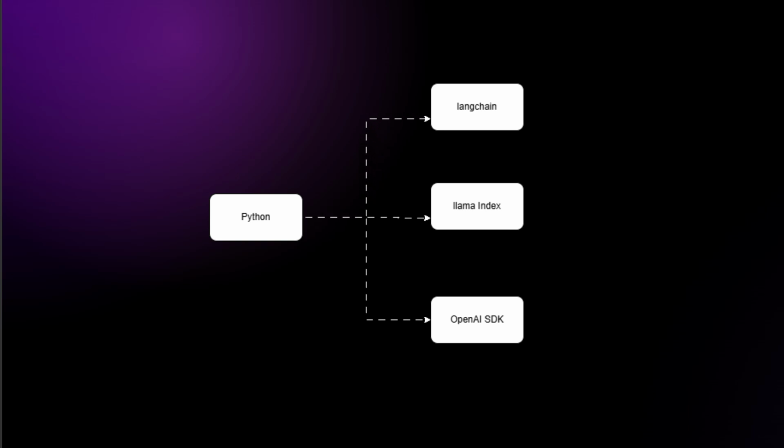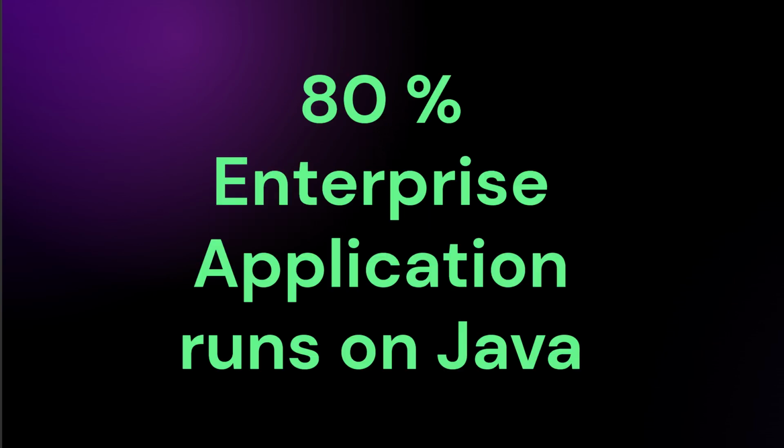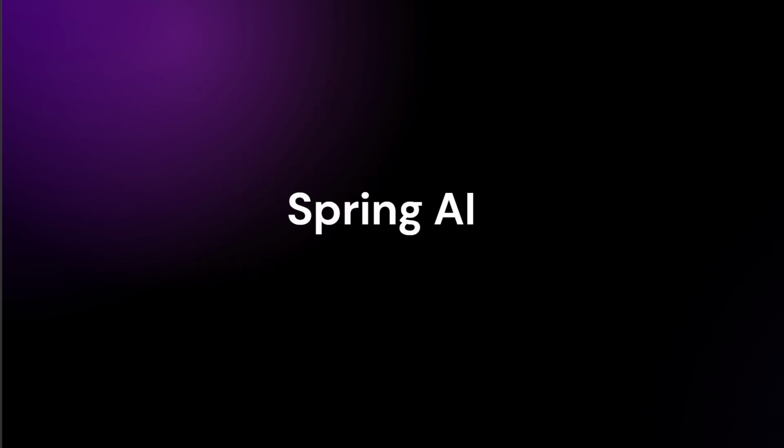Every AI tutorial that you come across today is in Python. LangChain Python, Llama Index Python, OpenAI SDK Python. But here's the thing that nobody talks about. 80% of enterprise backends run on Java. So who is building AI into these systems? That's exactly what Spring AI solves. And in this video, I'm going to show you how.